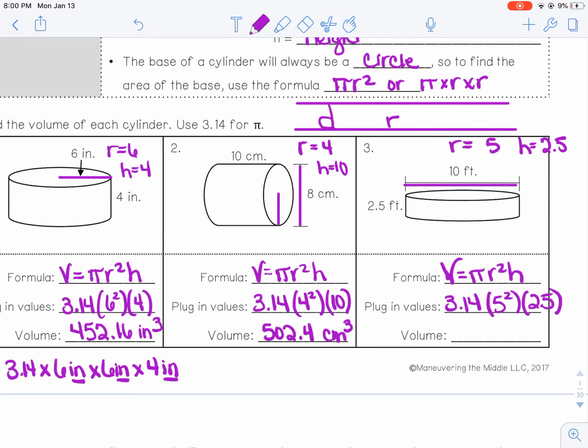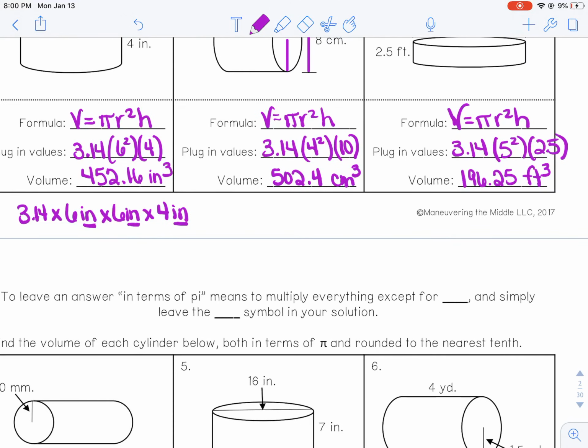Okay, if you plugged in those numbers correctly, you got 196.25 feet to the third power. Hopefully those are pretty straightforward. Those are pretty easy. The hardest thing that you have to do again is decipher, do you have diameter or do you have radius? And if you have diameter, you have to cut it in half. If you have radius, you have to do nothing but plug it in.